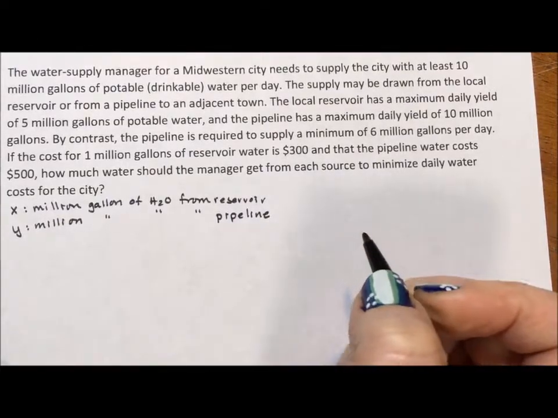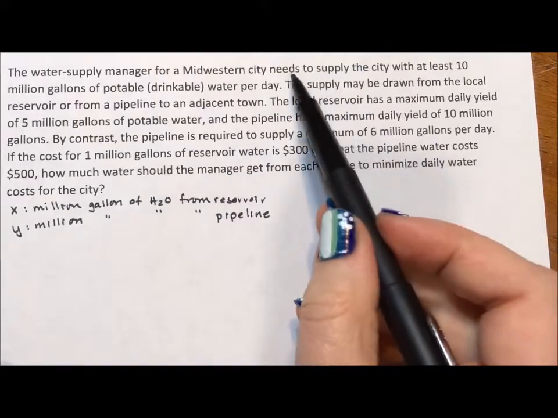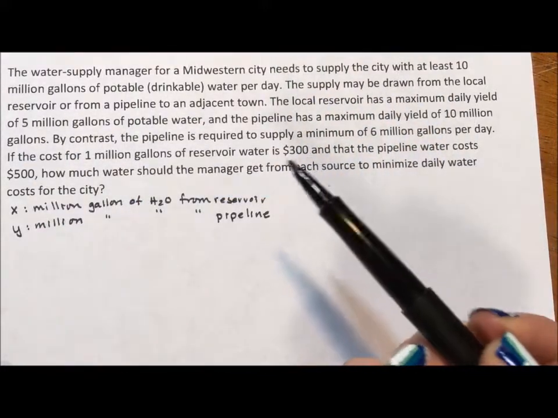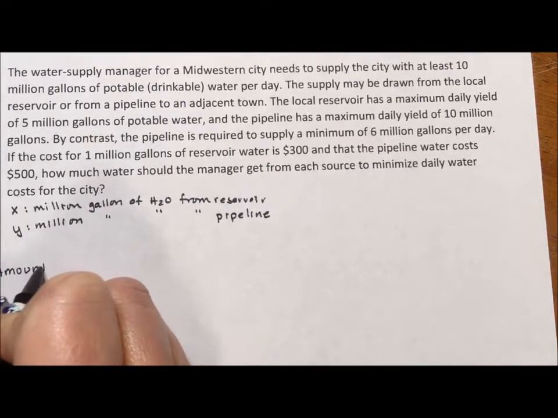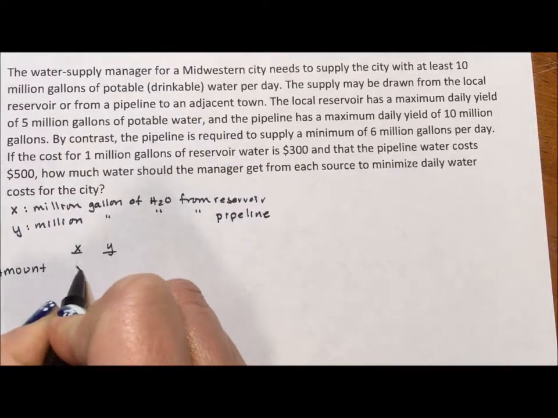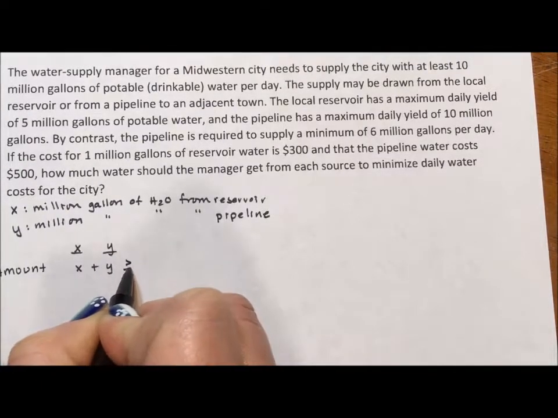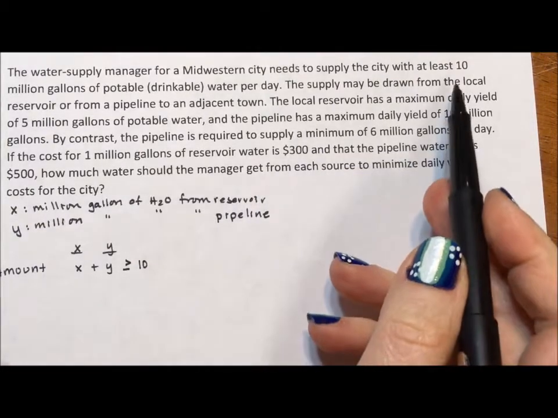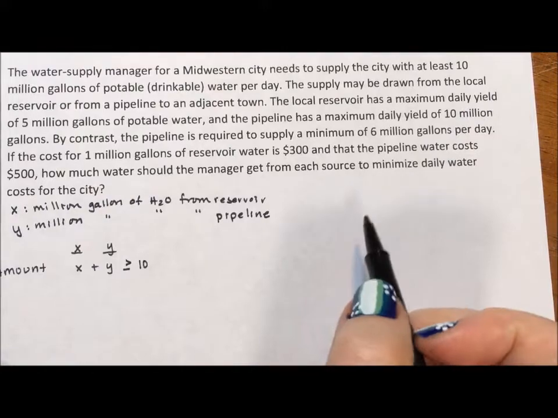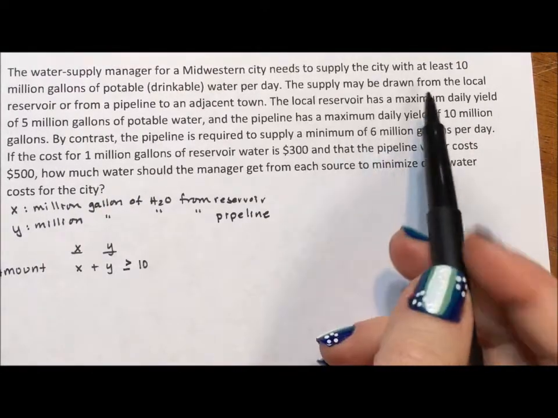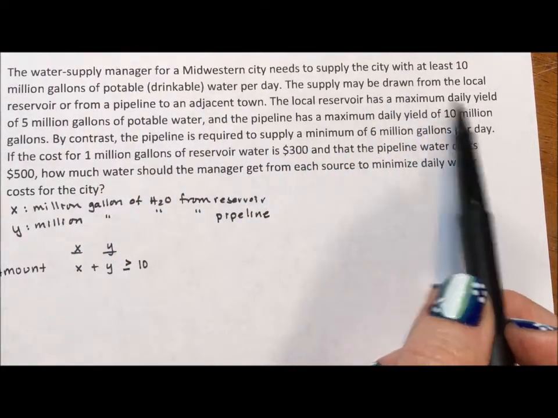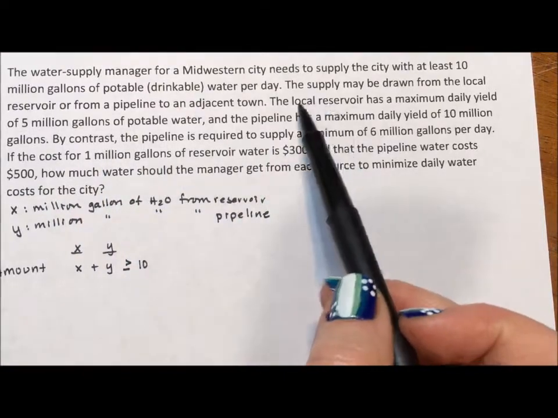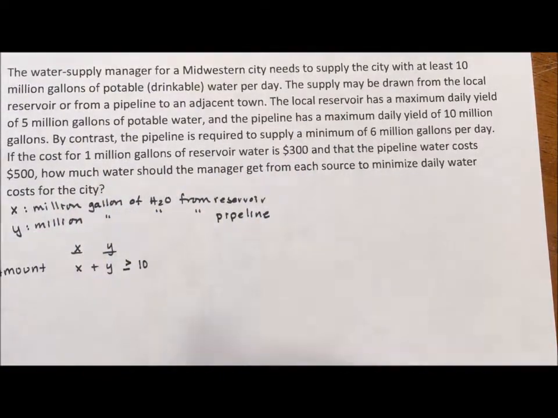Okay, so the first thing we read is that we need to supply at least 10 million gallons of water. So the amount of water that we need from X and Y, X plus Y, has to be greater than or equal to 10. It's greater because it's at least 10 million. It can't be 9 million, but it could be 11 million. Okay. Next, it says the local reservoir has a maximum daily yield of 5 million gallons. So the local reservoir, that's X, has to be between 0 and 5.